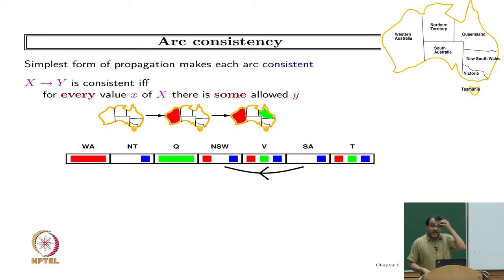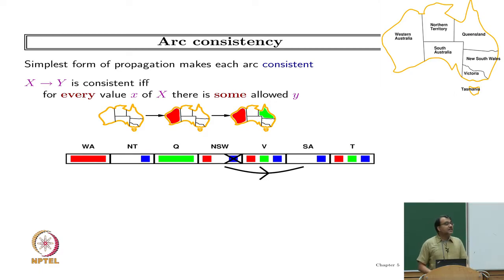Let us take an example. Let us say we are at a point where Western Australia is red, Queensland is green, and we want to somehow propagate this to say that, look, this is not going to lead to a solution. Let us try to just enforce some arcs. Let us enforce the South Australia to New South Wales arc. For every value of South Australia, do we have a value for New South Wales? Yes or no? Yes. Can we remove any value of South Australia? No. Okay, fine. This is consistent.